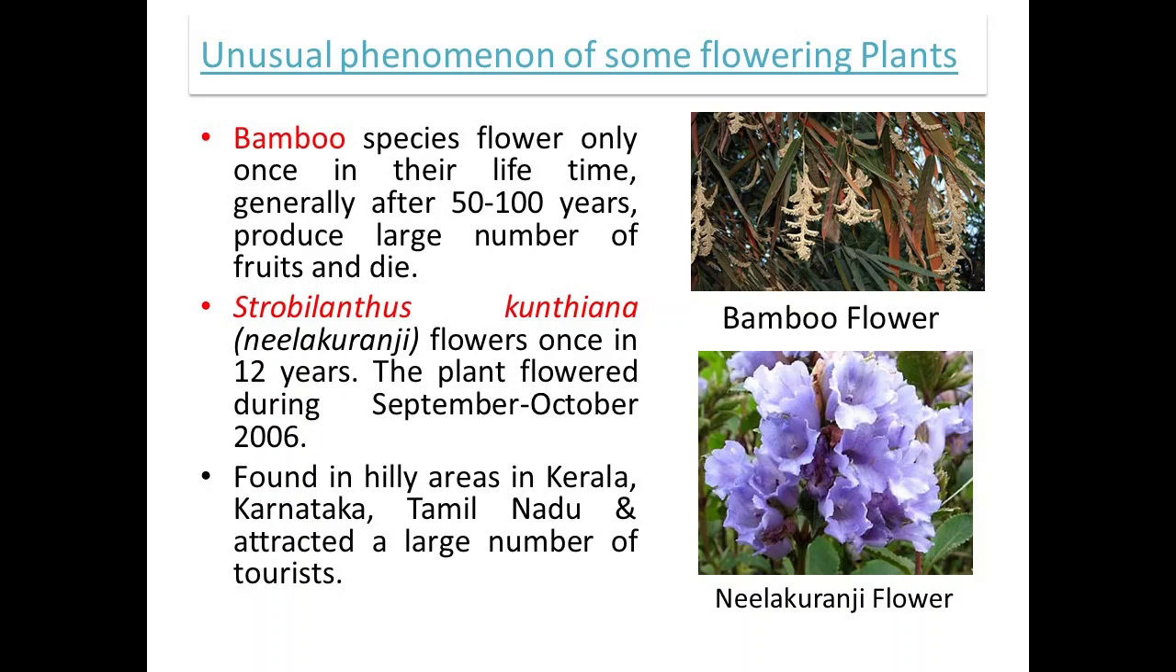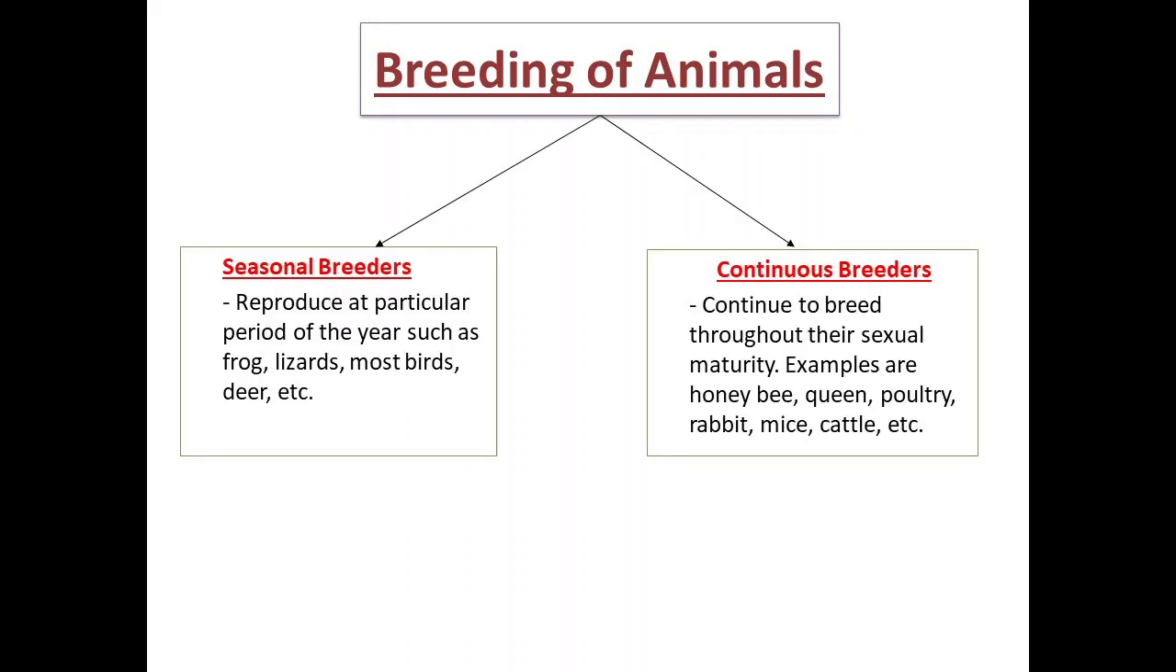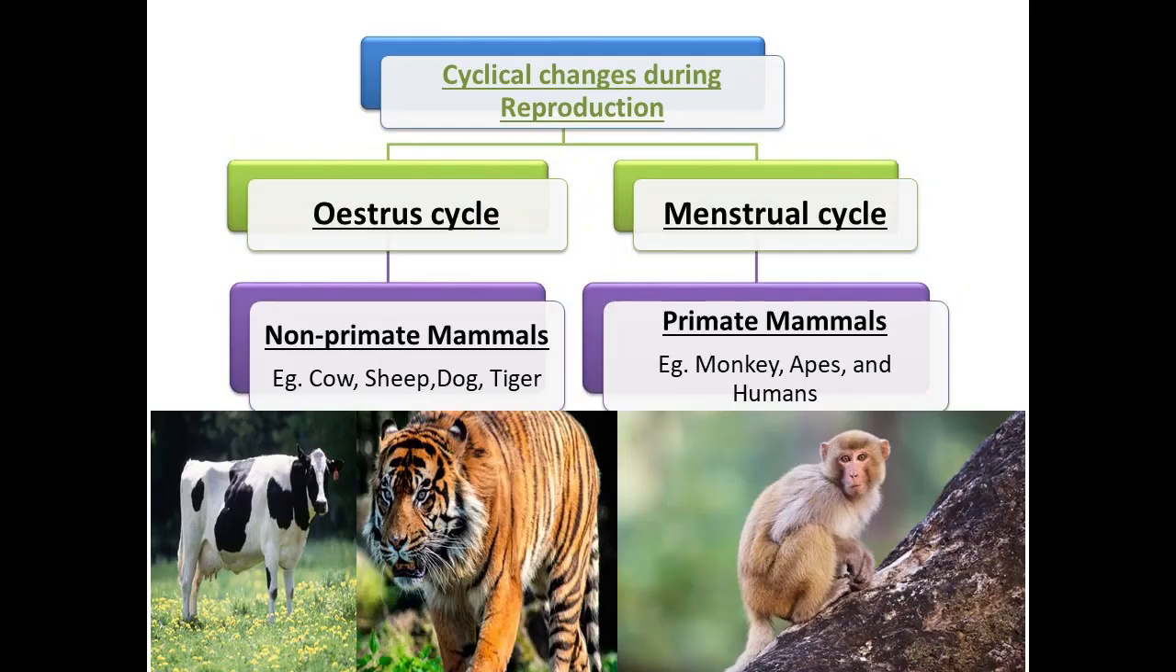In the case of animals in their reproductive phase, based on the time of breeding, animals can be seasonal breeders or continuous breeders. As the name indicates, seasonal breeders breed only during a particular season, a particular time period of the year. Continuous breeders continue to breed throughout the year, all the time. In animals, regarding the cyclical changes of reproduction, there are two types of cycles: estrous cycle and menstrual cycle. The estrous cycle is also called the heat period, and the example is non-primates. The menstrual cycle example is primates.